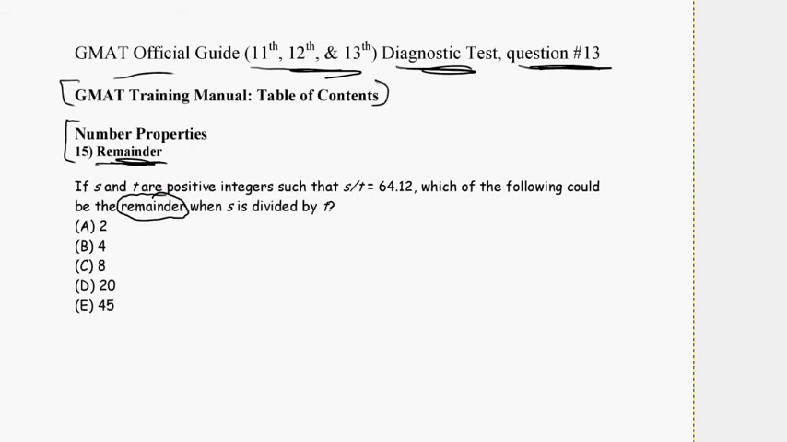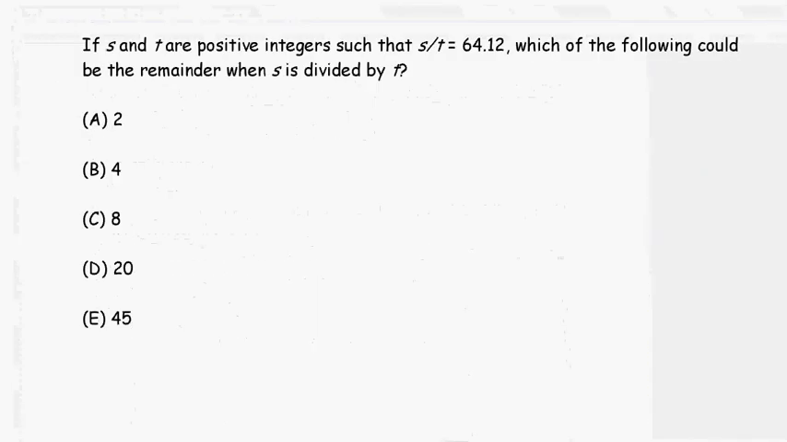So let's open this up a little bit and take a look at how we're going to do this. All right. So it says if S and T are positive integers. By the way, all the information they provide is relevant. That's important, and you'll see why in a minute. Such that S divided by T is 64.12, which of the following could be the remainder when S is divided by T?